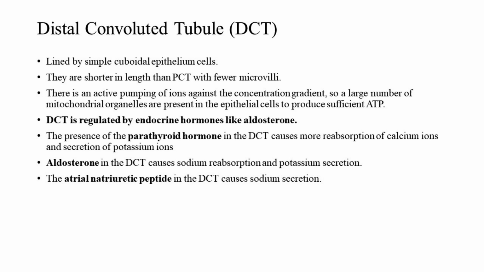The DCT is regulated by endocrine hormones like aldosterone. The presence of the parathyroid hormone in the DCT causes more reabsorption of calcium ions and secretion of potassium ions. Aldosterone in the DCT causes sodium reabsorption and potassium secretion. The atrial natriuretic peptide in the DCT causes sodium secretion.